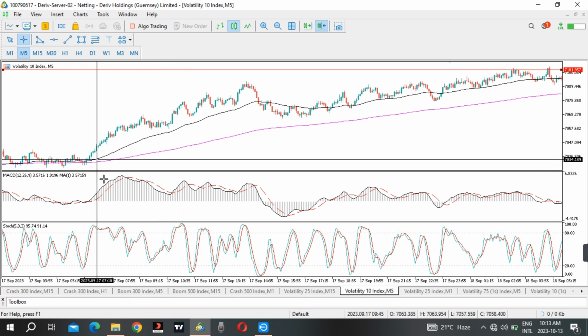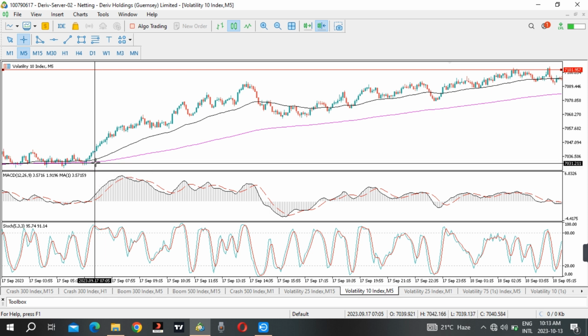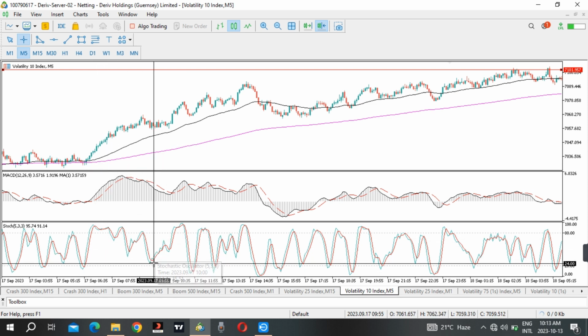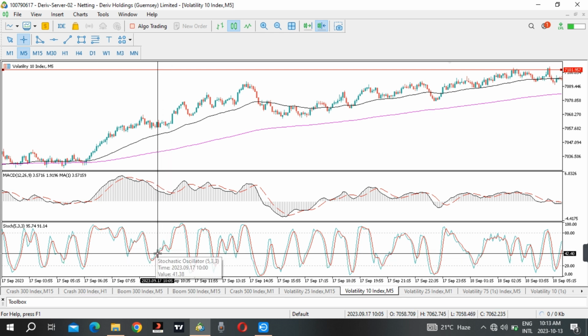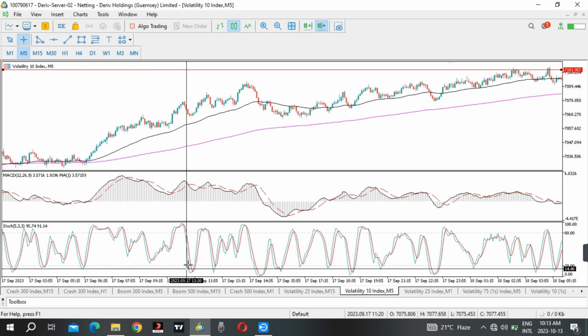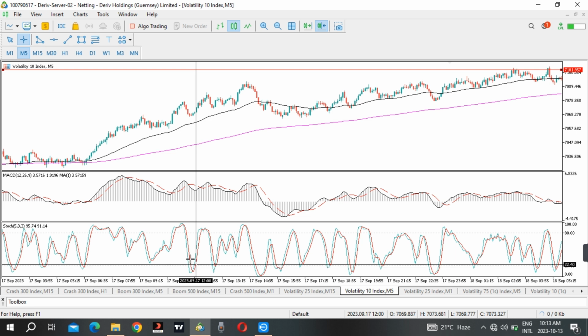So we are going to be using our stochastic for our entries right over here. Since we are looking for buy setups only, you can enter when the stochastic crosses over for a buy over here. You can enter over here, but the best entries usually come when the stochastic pulls back to the level 20, below the level 20 or around the level 20.